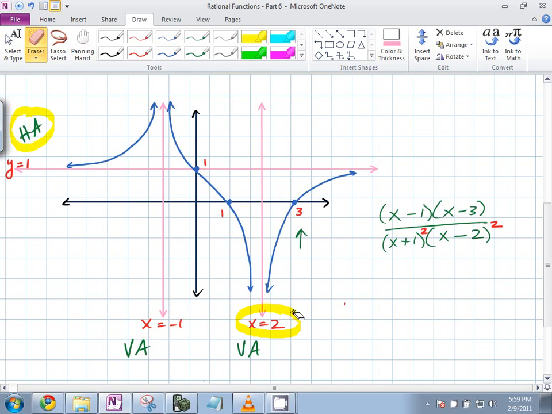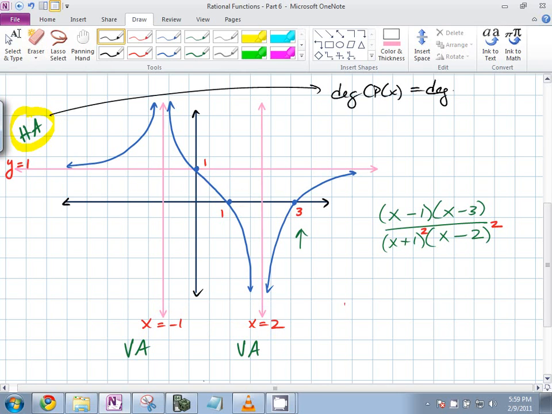If we look at the horizontal asymptote, that tells us that the degree of p of x must equal the degree of q of x. That's the only way we can end up with a horizontal asymptote that is not the x-axis. It also tells us that the leading coefficients, after you multiply out the numerator and the denominator, must be the same.